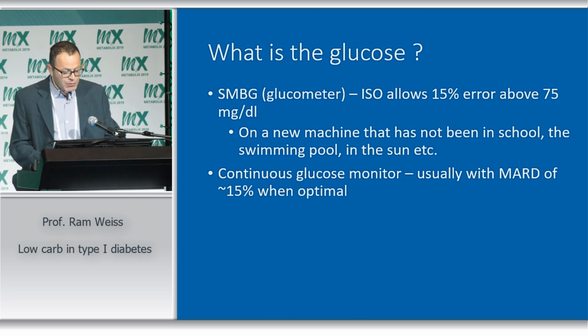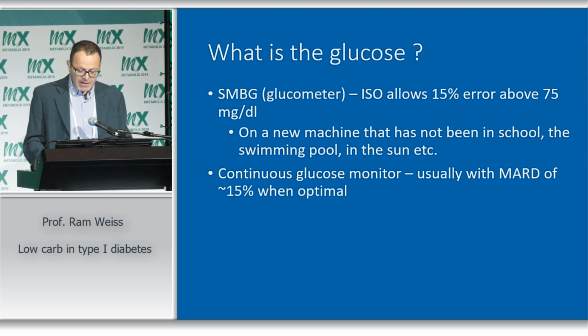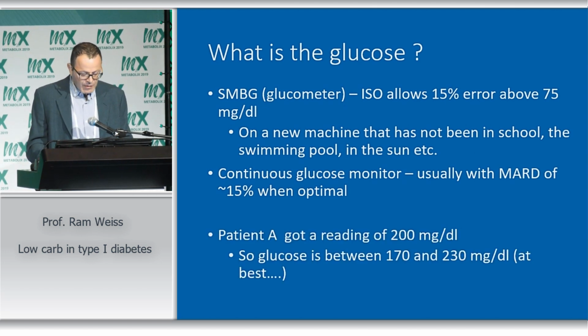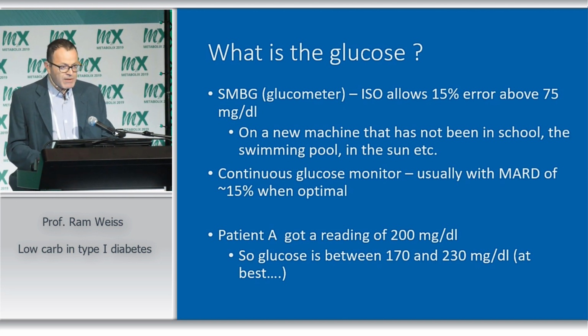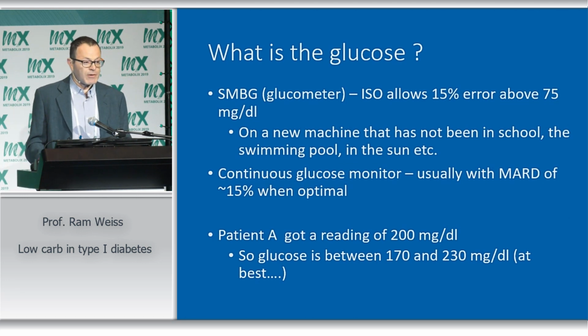If you're using a continuous glucose monitor, and Israel is a rich country, most of our type 1s, almost all the kids, have sensors, and a good proportion of the adults. This has what's called a mean absolute relative difference. That's not a 15% mistake. That's a 15% mean absolute relative difference, which is a bit of a mathematical way to make big mistakes look smaller, but that's when it's optimal. So patient A got a reading of 200, and it doesn't really matter if it's the sensor or the meter. So the glucose is somewhere between 170 and 230. That's the truth if we measured it in the lab.